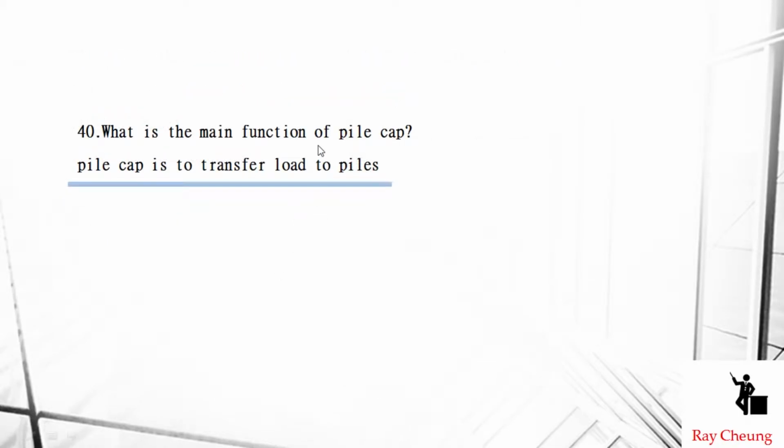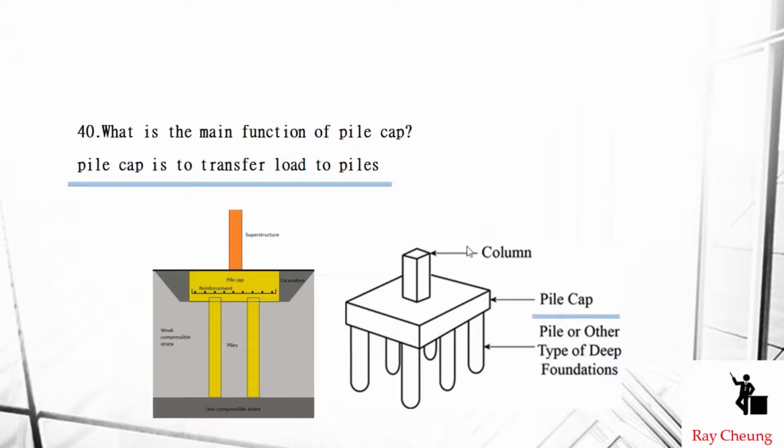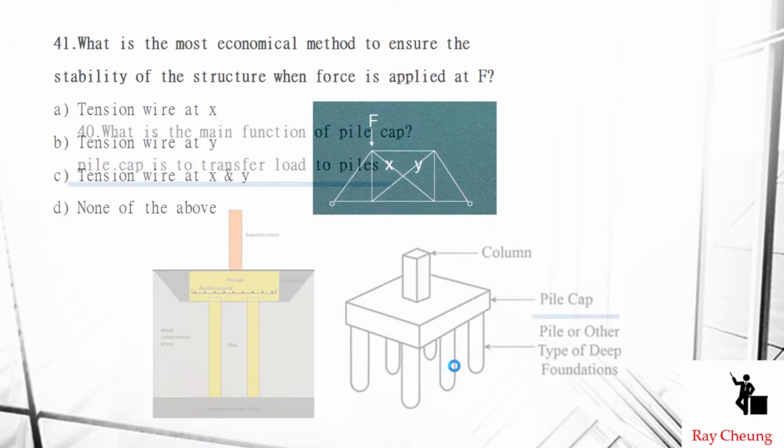Also, if you understand what a pile cap is, you will understand the meaning of this one. Remember, the column goes down, and then the pile cap will spread all the loading to the piles below. That's why the pile cap transfers the load to piles. If you understand the pile cap wording, then you understand how to do this one.